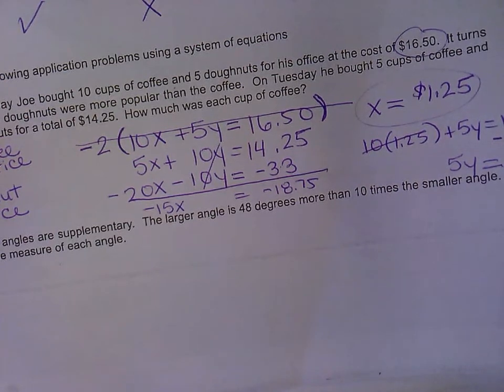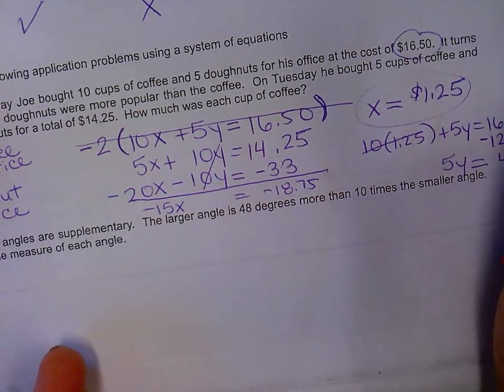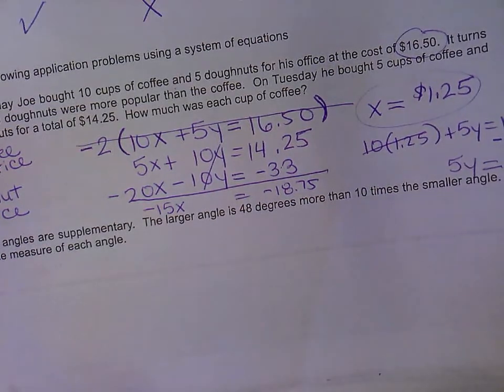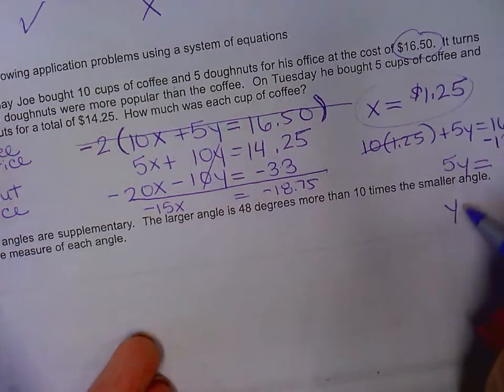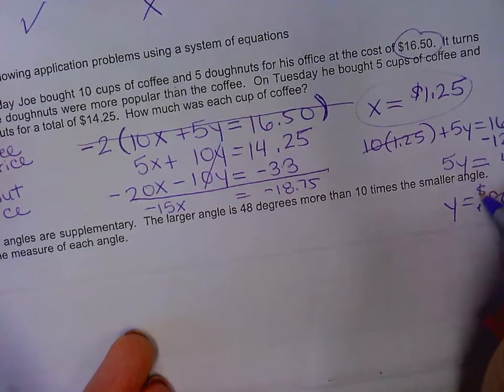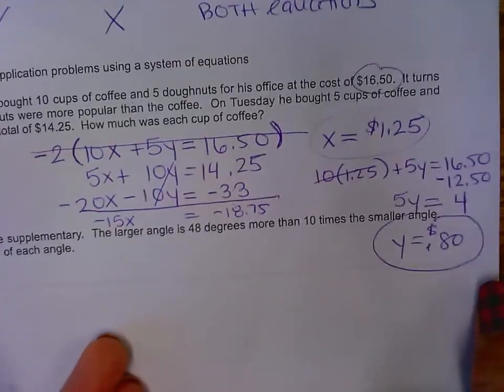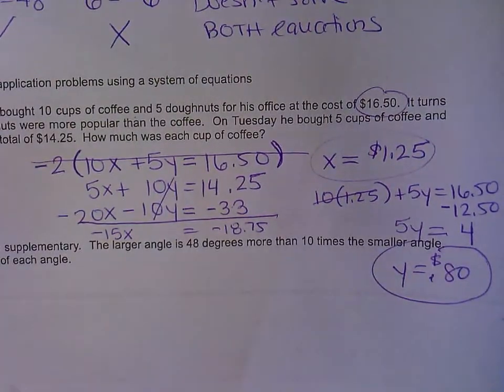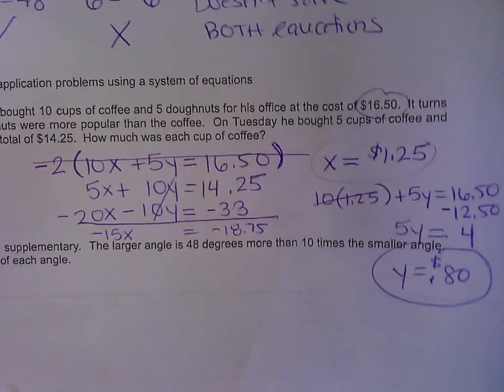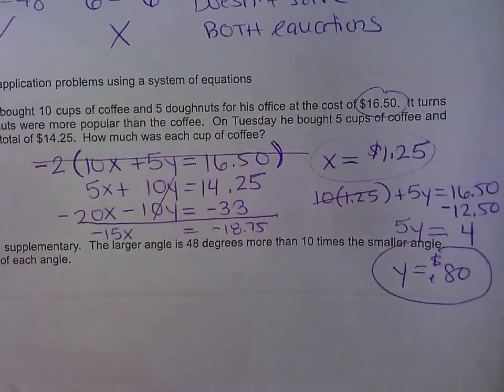Let's see, I get 5y equals 4. So 4 divided by 5, 80 cents a donut. Did anyone get 80 cents? Who did the Y values first? So 80 cents a donut and $1.25 per cup of coffee. I think you're getting a bargain. All right, so I'm going to stop there on the elimination practice.